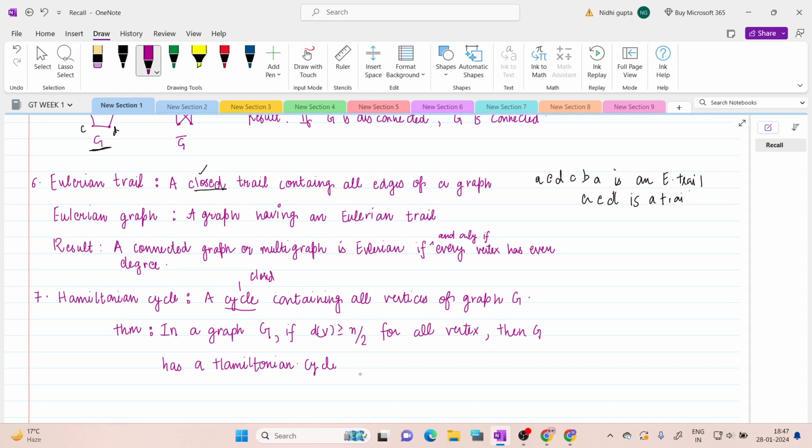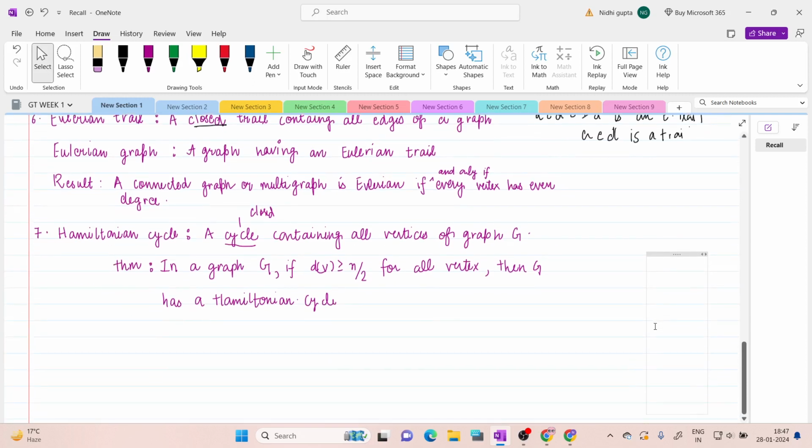For an Eulerian graph, by just looking at the degree of each vertex, we could tell whether that graph is Eulerian or not. But we have no such nice condition for a Hamiltonian graph. We just have a sufficient condition which says that if each vertex has degree greater than or equal to n/2, then that graph will have a Hamiltonian cycle. But the converse need not be true. So can anybody give me an example which shows that this is not a necessary condition?